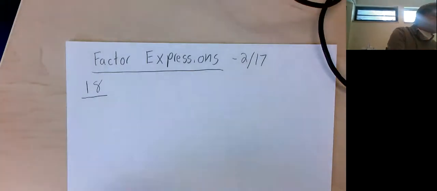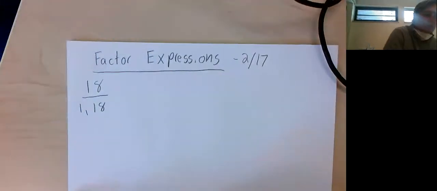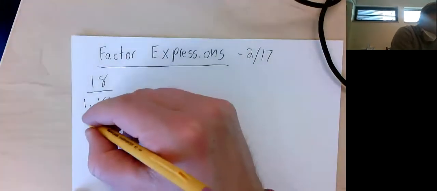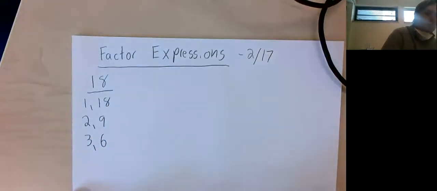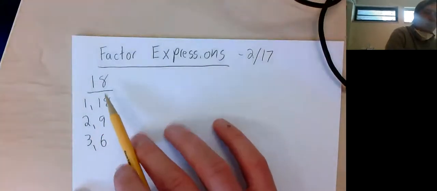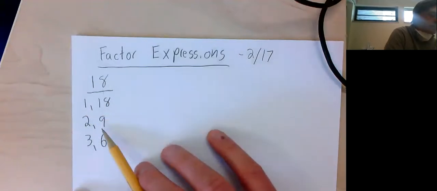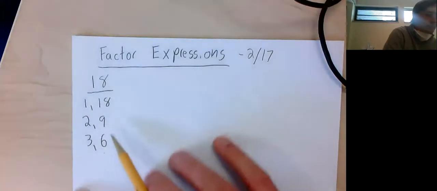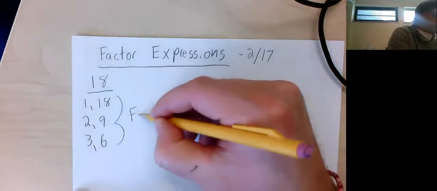The factors of 18 are 1 and 18. Order doesn't matter here, so you can do it all over the place. 2 and 9, and 3 and 6. So all these pairings multiply to 18. So 1 times 18 is 18, 2 times 9 is 18, 3 times 6 is 18. So these are all factors of 18.